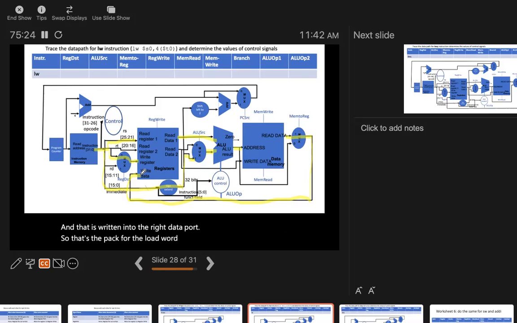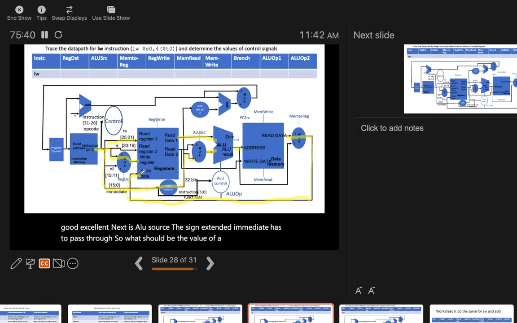Are we sure? Not sure. Okay, let's see what the definition of load word is. Load word is: load the value from the memory and write it into the register. So are we writing? Yeah, we are writing. So reg write is 1.